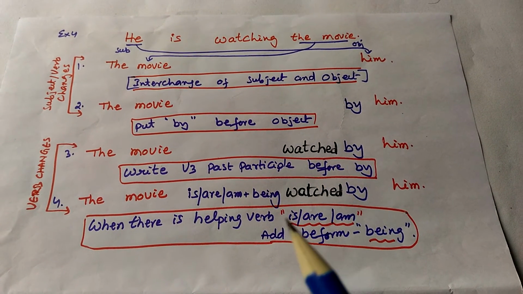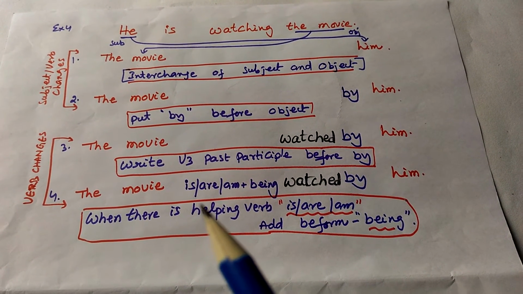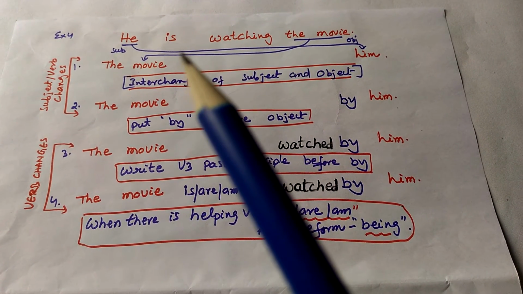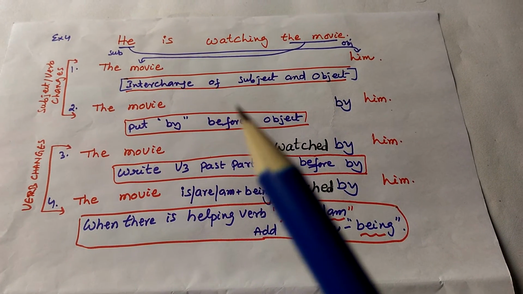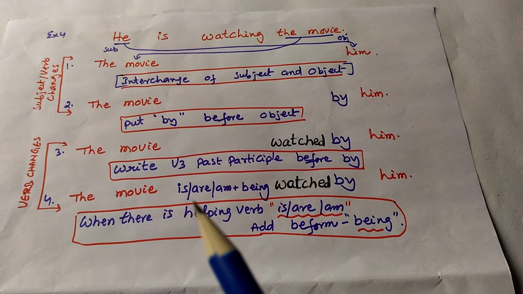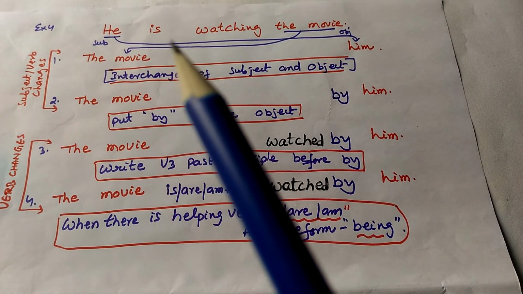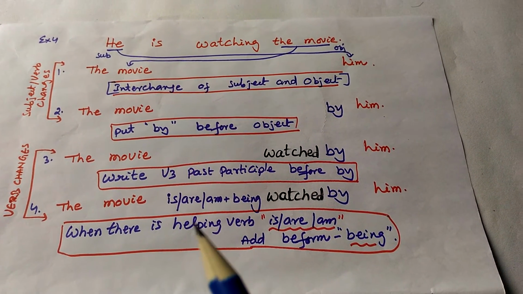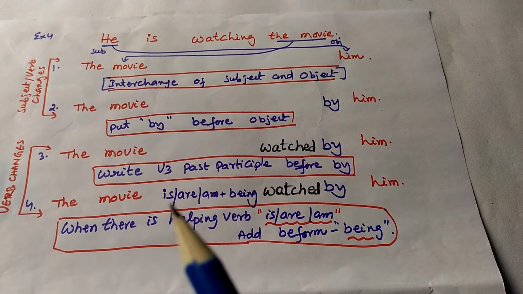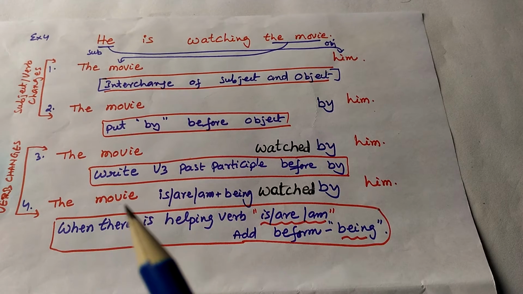And next we have to add an appropriate be form to the helping verb. Here the helping verb is is. So whenever we have is or am as helping verbs in the question sentence, we have to add the appropriate be form, that is being. So we have written like this: is, am plus being. So it is clear that whenever in the question there is is or am, we have to write all the forms, is, am, are plus being. And after writing that, we cannot keep all these three forms. So we have to see which of these forms agrees with the subject.